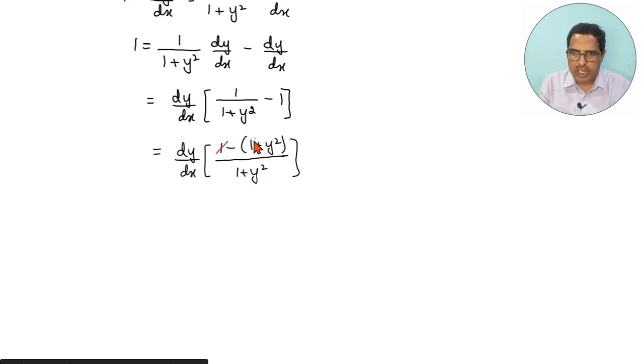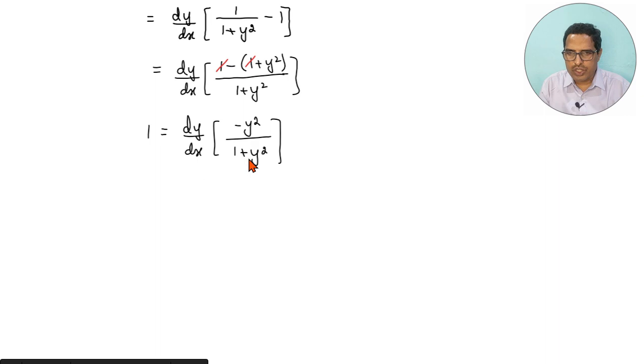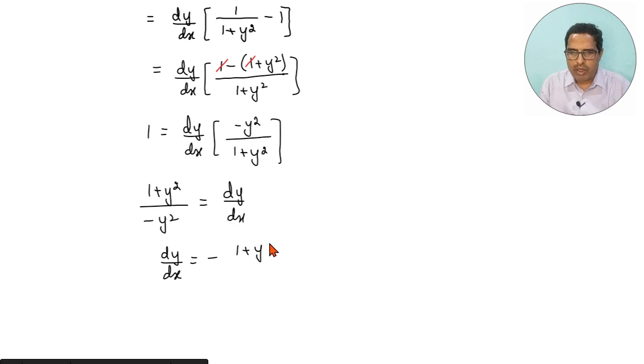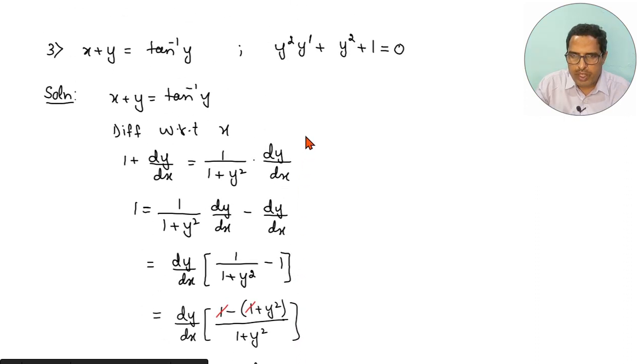We see this plus 1 and this minus 1 will cancel out. We are left with dy by dx times minus y square divided by 1 plus y square. This 1 will remain as it is. Now, keeping this dy by dx as it is, you can just cross multiply. 1 plus y square into 1 will be 1 plus y square. Similarly, cross multiply this one, divided by minus y square, equal to dy by dx. Therefore, rewriting this, dy by dx will be equal to minus of 1 plus y square by y square. You can substitute this value of dy by dx back in the given differential equation.